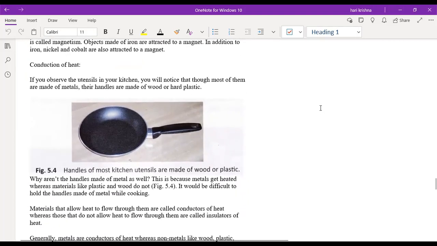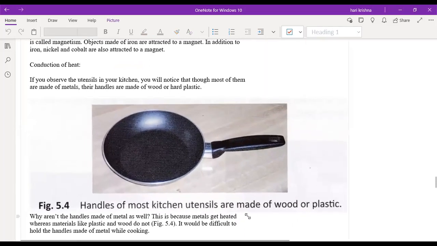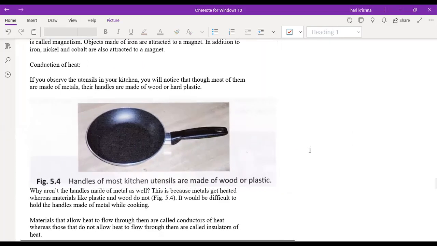What is this conduction of heat? What is the meaning of conduction of heat? Sir, conductors and insulators. Conductors are materials which can allow heat or electricity to pass through them. And insulators are materials that do not allow heat or electricity to pass through them.